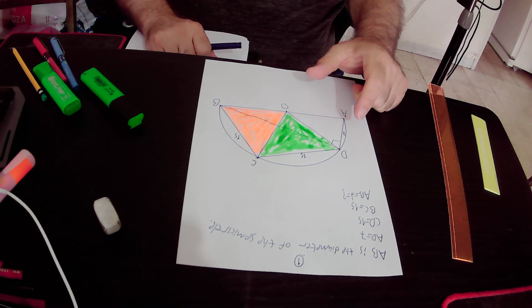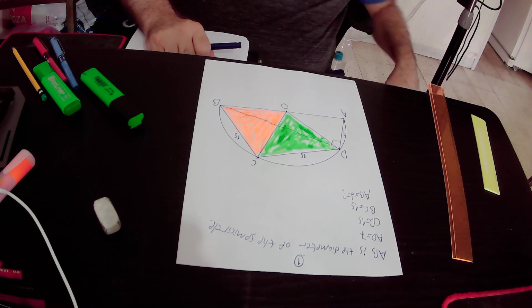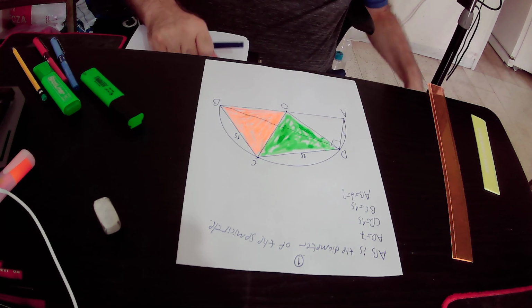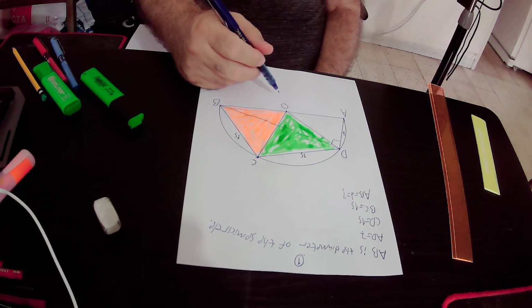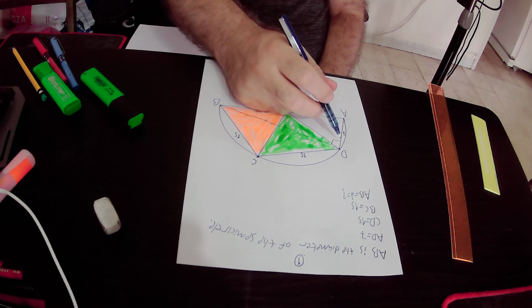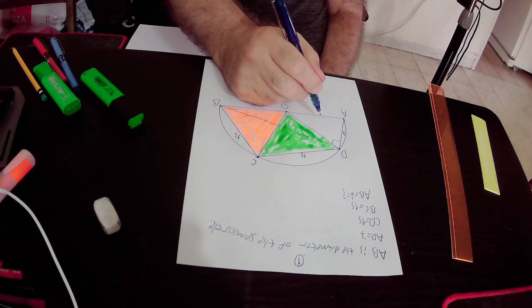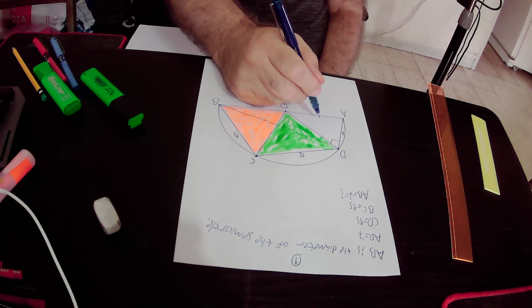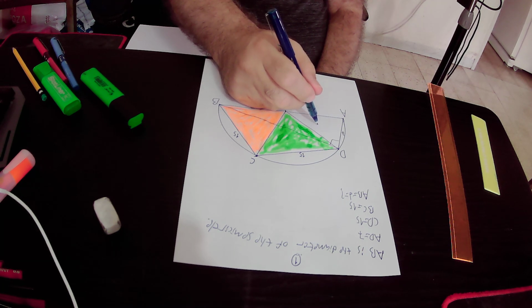OD is the radius of this semicircle because it starts from point O, that is the center of the semicircle, and ends at point D, that is the point on the semicircle itself. Therefore, it is the radius of this semicircle. I will mark the radius with the letter R, so OD equals R.